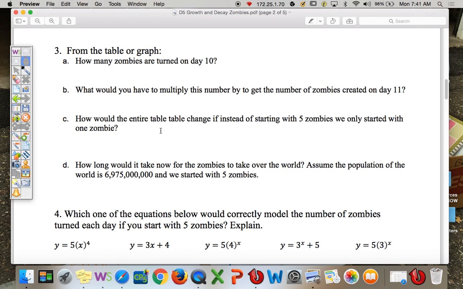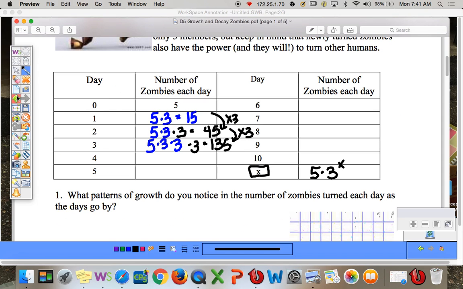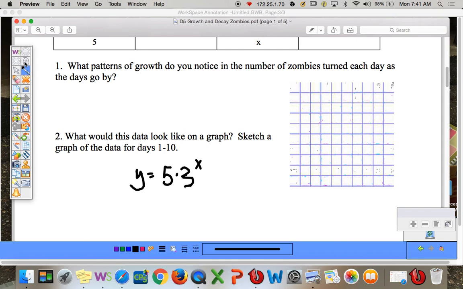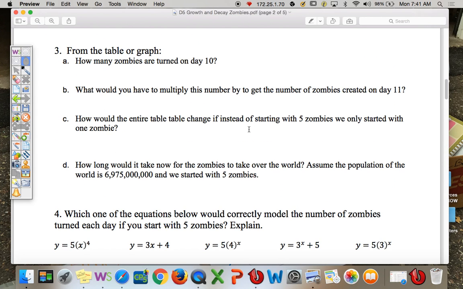How would the entire table change if instead of starting with 5 zombies, we only started with 1? Well, you can see where the 5 is every time, and that would change into a 1. And you could try those numbers and see what would happen. And then D, how long would it take for zombies to take over the world? Assume the population of the world is 6,975,000, and we only start with 5 zombies. So that one we'll try in class.